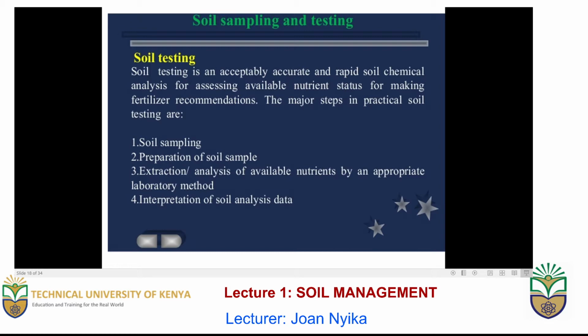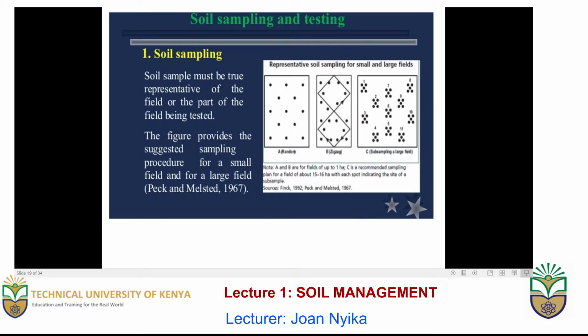It involves four main steps: soil sampling, preparation of a soil sample, extraction and analysis of the available nutrients in a given sample using an appropriate laboratory technique, and lastly, interpreting the soil analysis for a nutrient recommendation. Soil sampling must be representative of the field, or the part of the field, that is being tested. There are different approaches to soil testing that can bring up a representative sample.